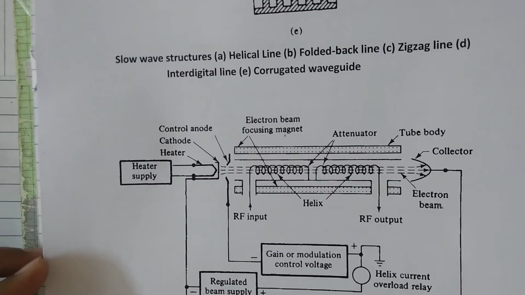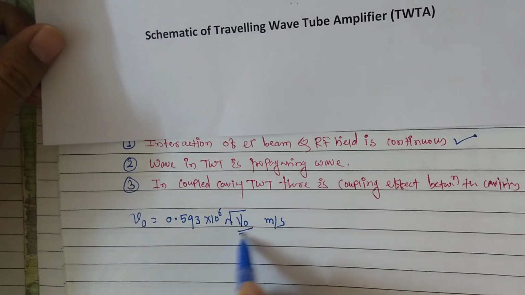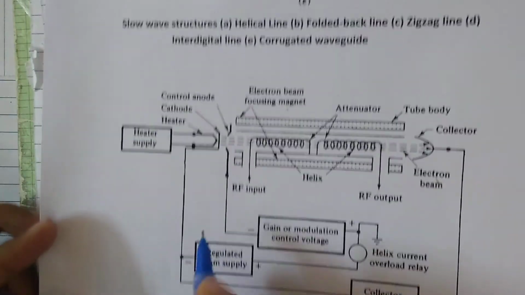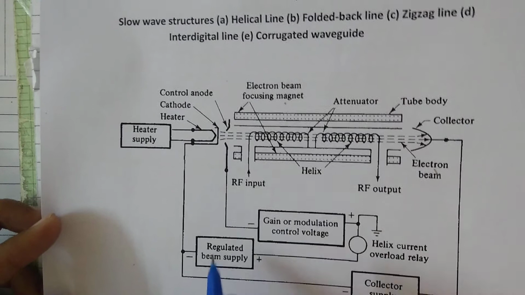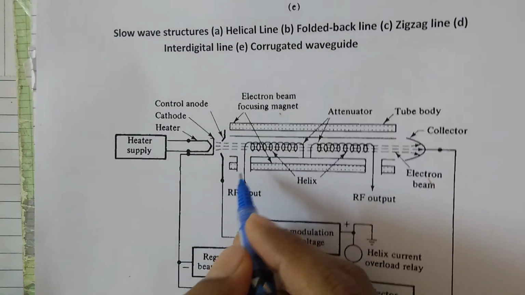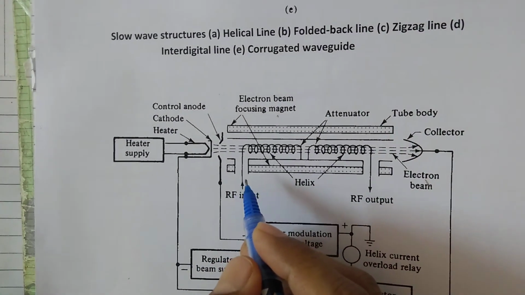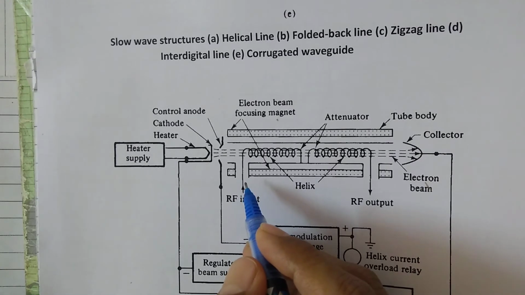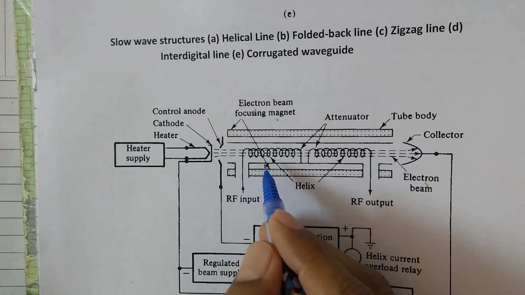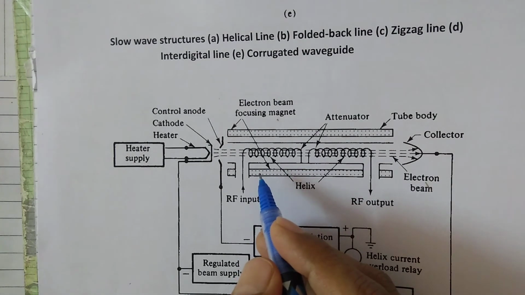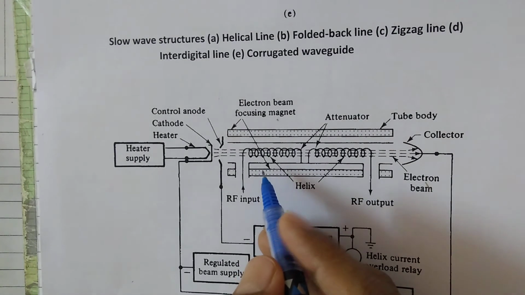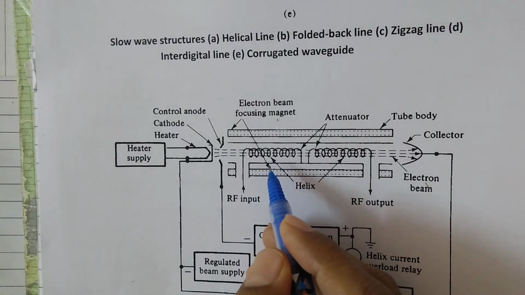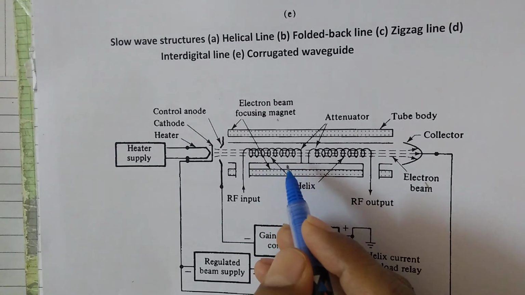Because if we have the velocity control using this v0, which is slightly greater than the axial electric field, what will happen? There will be more electrons in the retarding field than in the accelerating field. So because of more electrons in the retarding field, a greater amount of energy will be transferred from that electron beam to the electromagnetic field.